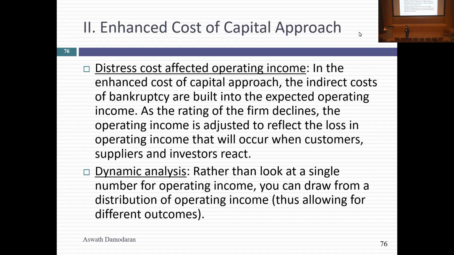The first is I assume that if there are indirect bankruptcy costs, they show up in your operating income. People stop buying your product, you have higher costs, your operating income is going to go down. So here's what I'm going to do. Rather than leave the operating income at that fixed number, remember it was 10 point something billion for Disney and I left it at that number, whether your rating was AAA or double C, I'm actually going to make your operating income a function of your ratings. As your ratings drop, especially as they drop below investment grade, I'm going to knock off operating income, saying that's going to hurt you.